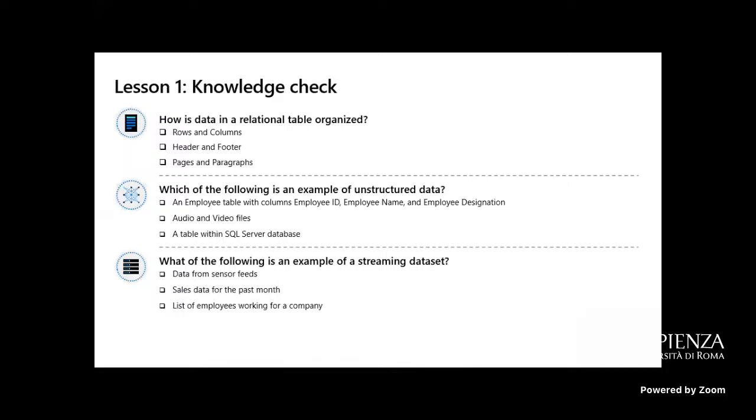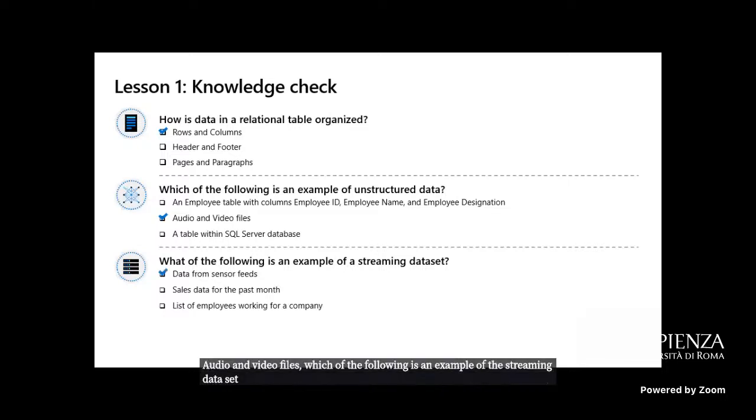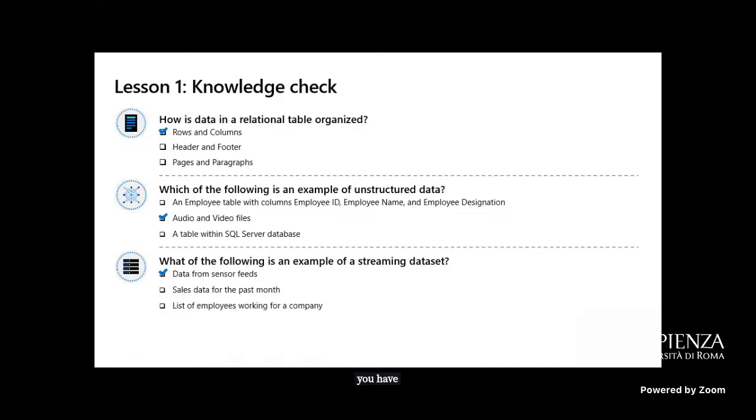Okay, so let us check the answers here. How is data stored in a relational table? It's organized in rows and columns. Which of the following is an example of unstructured data? Audio and video files. And which of the following is an example of a streaming data set? We have data from sensor feeds.